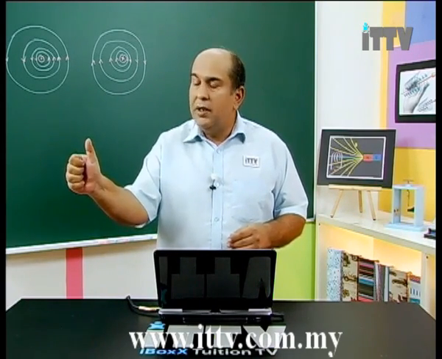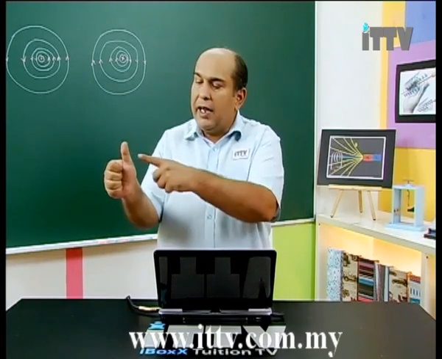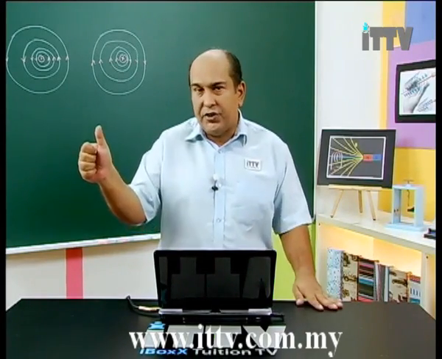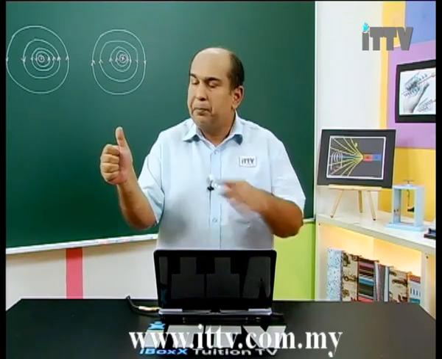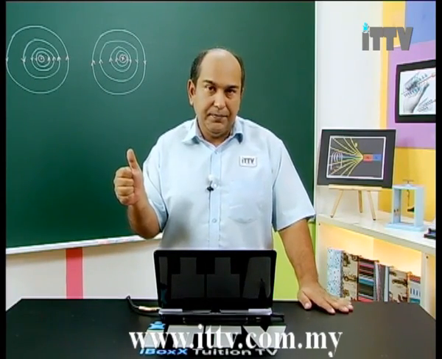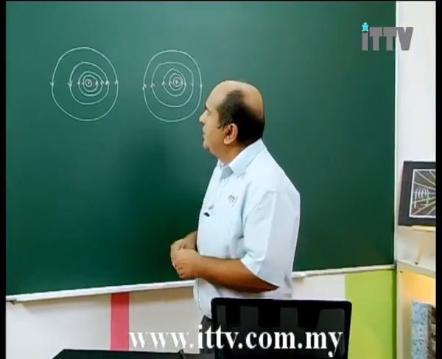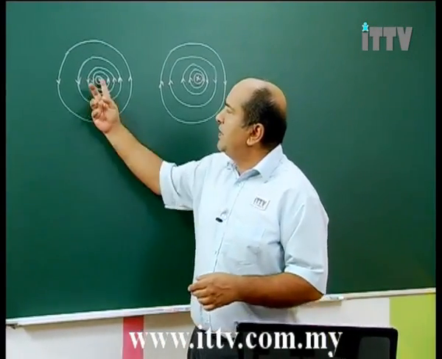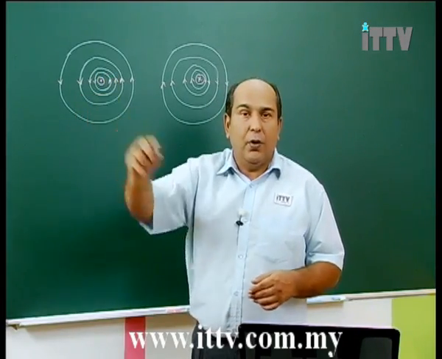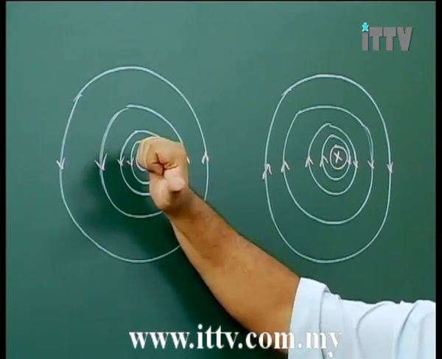You grip the wire, imaginary wire, using your right hand, and your thumb points in the direction of conventional current, meaning your thumb must point from positive to negative. Now, let's have a look at that using these two examples. In the first example, we said the current was flowing out of the board, which means that my thumb should point in this direction.